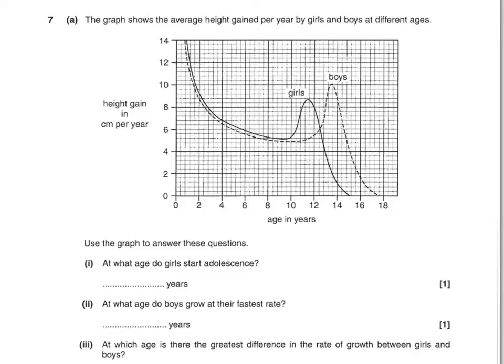And then it says, at what age do boys grow at their fastest rate? So boys grow at their fastest rate at the very beginning of their life, if you like, here, because that's where they're gaining 14 centimetres per year, whereas that decreases and never reaches that height again. So any answer between 0 and 1 would get you the mark here.